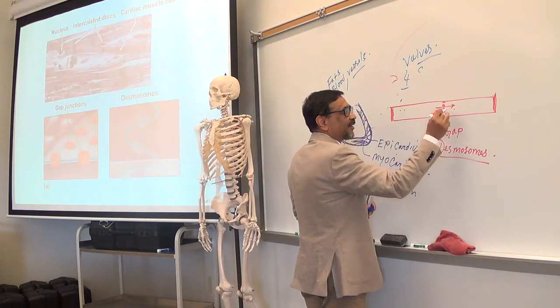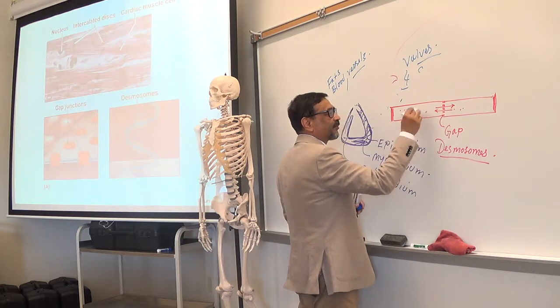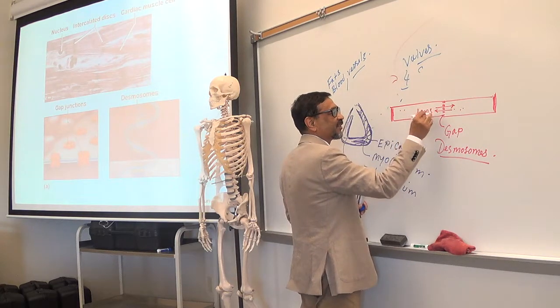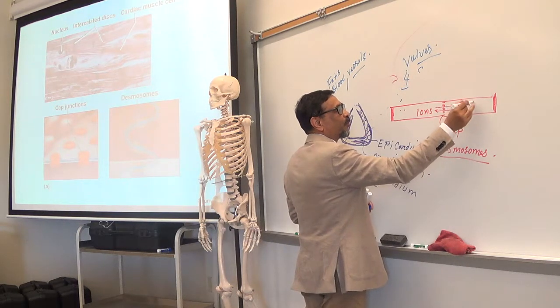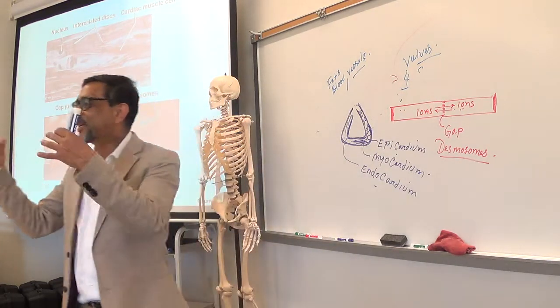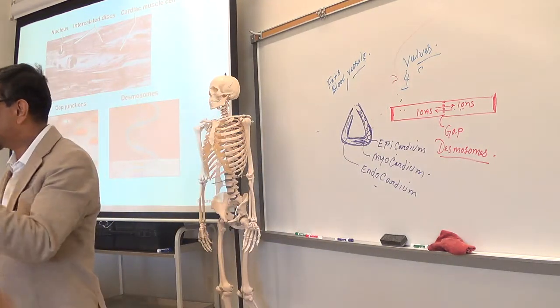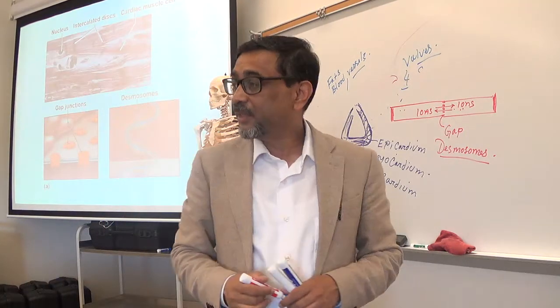So the ions can quickly move from one fiber to the next. Chemicals can quickly go from one fiber to the next because the doors are open, gap junctions are there. Makes sense? Many gap junctions. So ions quickly go, and that is very important.